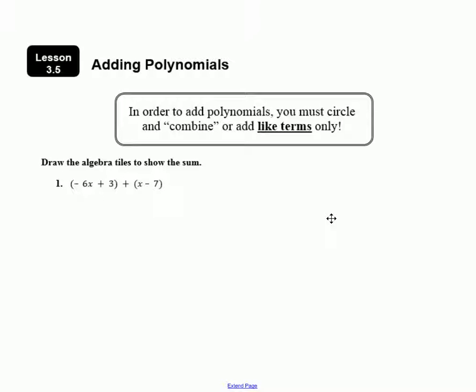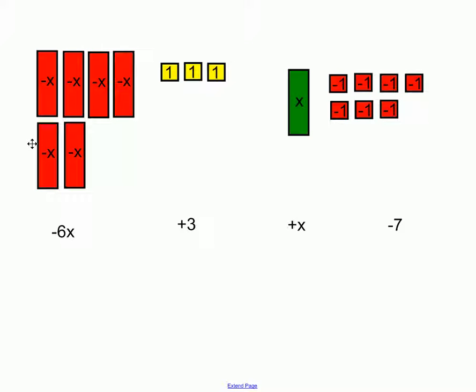All right, if you're back, that means you're ready for me to show you the algebra tiles. So here is what your algebra tiles should look like. Negative 6x plus 3 plus x, just 1x, minus 7 or negative 7. So there you go. If you have your colored pencils, they should be lightly shaded in.